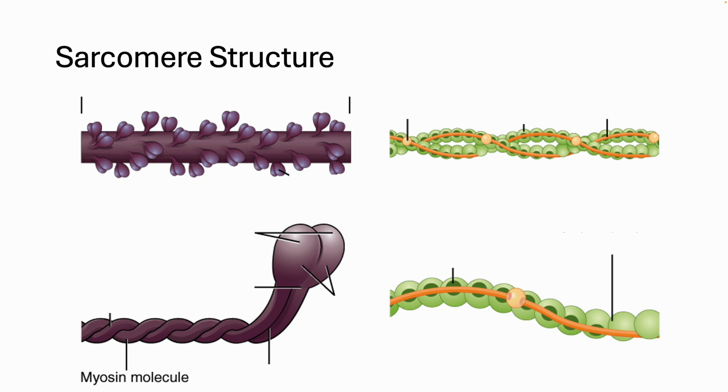The heavy chains twist together to form the myosin's rod-like tail, and each heavy chain ends in a globular head that is attached to the tail via a flexible hinge. So you can see the heads right here, the tail of the myosin molecule extending back, and then you have your flexible hinge region there.